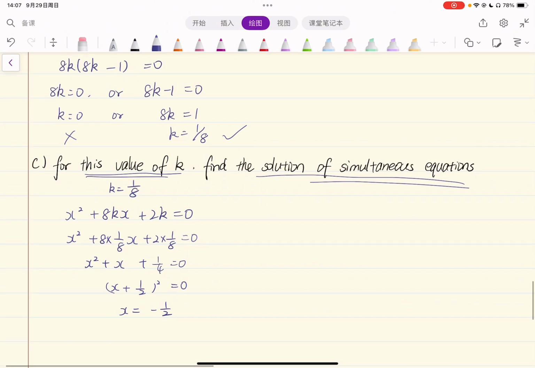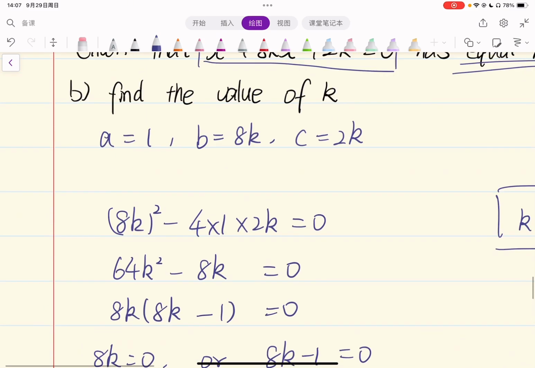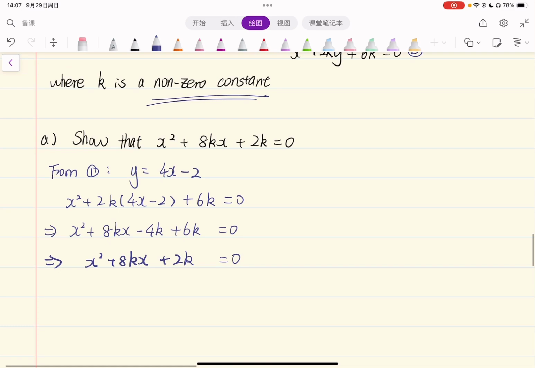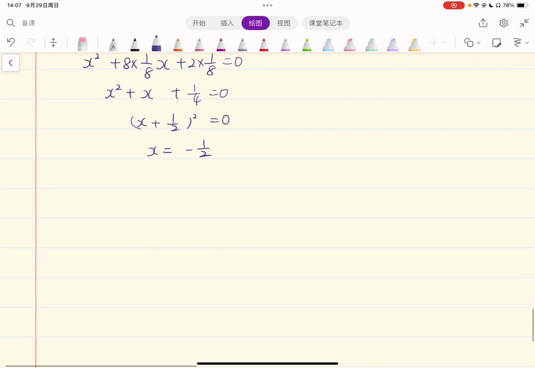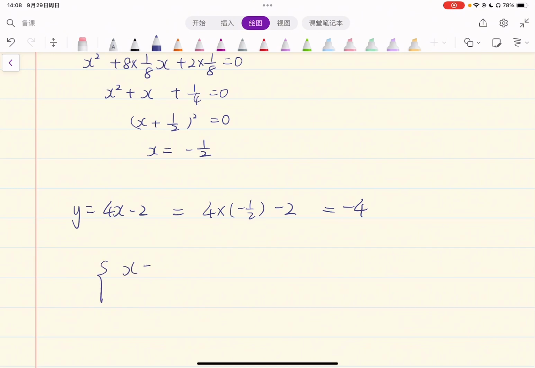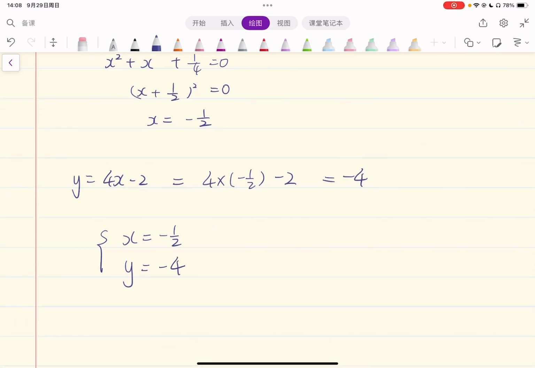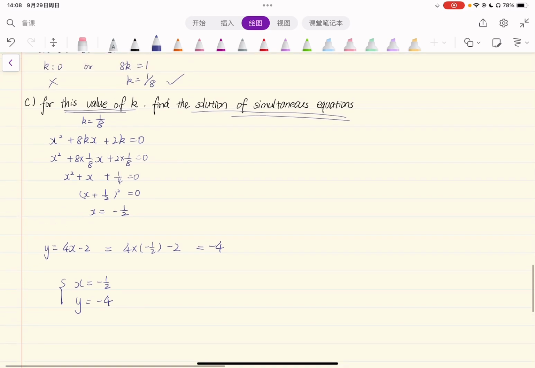And you need to find the solution of the simultaneous equations, so don't forget to get the value of y. From part A, we get that y equals 4x minus 2. So y equals 4x minus 2, and we substitute x into this expression. We have 4 times minus half, minus 2. What we get is minus 4. So the solution is x equals minus half, and y equals minus 4. That is the answer, the whole process of that.